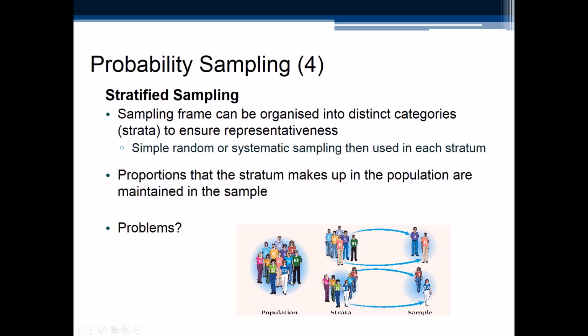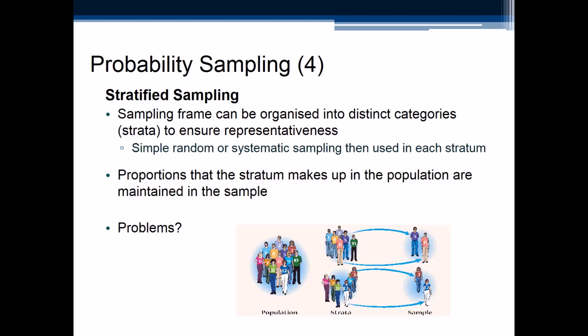So what you would do is break your population up into strata, or into a stratum, being singular for strata, and then draw a simple random sample from each of those. So you draw a simple random sample of girls and a simple random sample of guys. One of the difficulties with stratified sampling is choosing the way in which to break your population up.